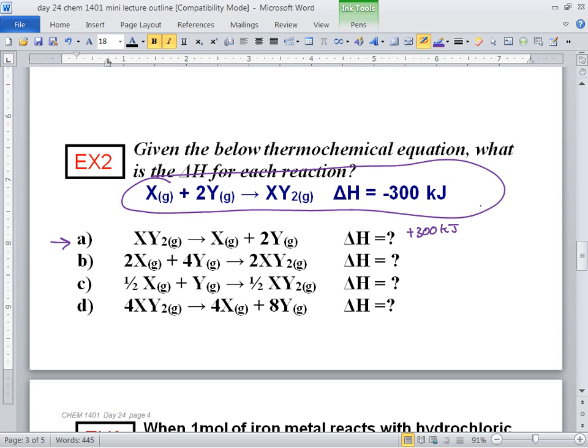Try B. You're right, it'll be divided by half. Does anybody have a guess for B? Negative 600? Yeah, just multiply everything through by 2. Kendall, you see that? All they did is they multiplied this whole thing through by 2. That means you better multiply this by 2 also. Negative 600 kilojoules.